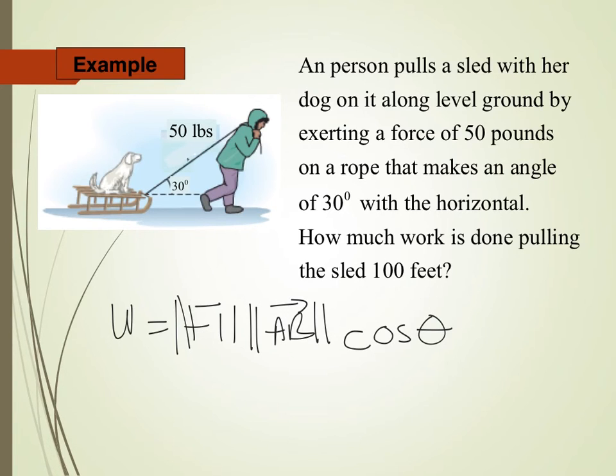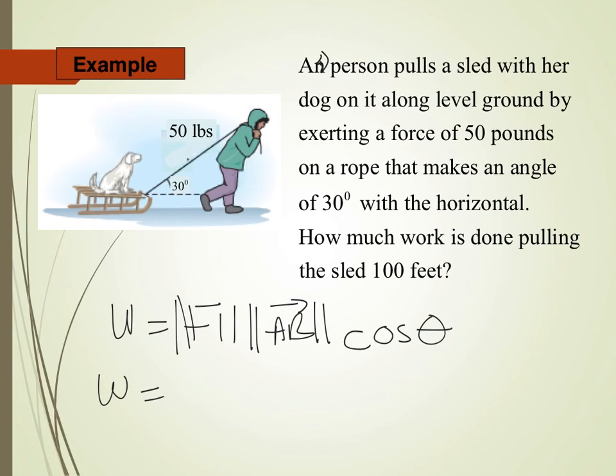So in this instance, work done: a person pulls a sled with her dog on it along level ground by exerting a force of 50 pounds on a rope that makes an angle of 30 degrees with the horizontal. How much work is done pulling the sled 100 feet?